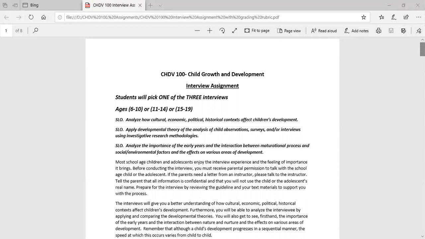Now the two options for number two and number three are the same exact interview, it's just the child's a different age. So the younger kids would have different questions. They are very similar, so whoever you have access to will be fine.